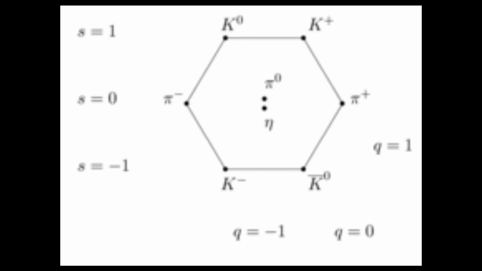Now, some particles have a strangeness of either -1 or +1. If it's got a strangeness of +1, it must have an anti-strange quark. If it's got a strangeness of -1, it must have a strange quark in it.